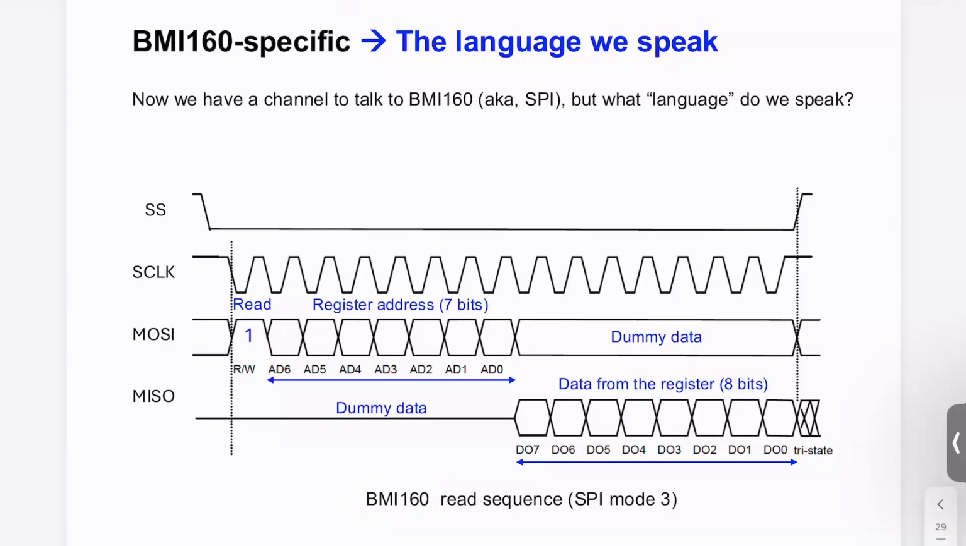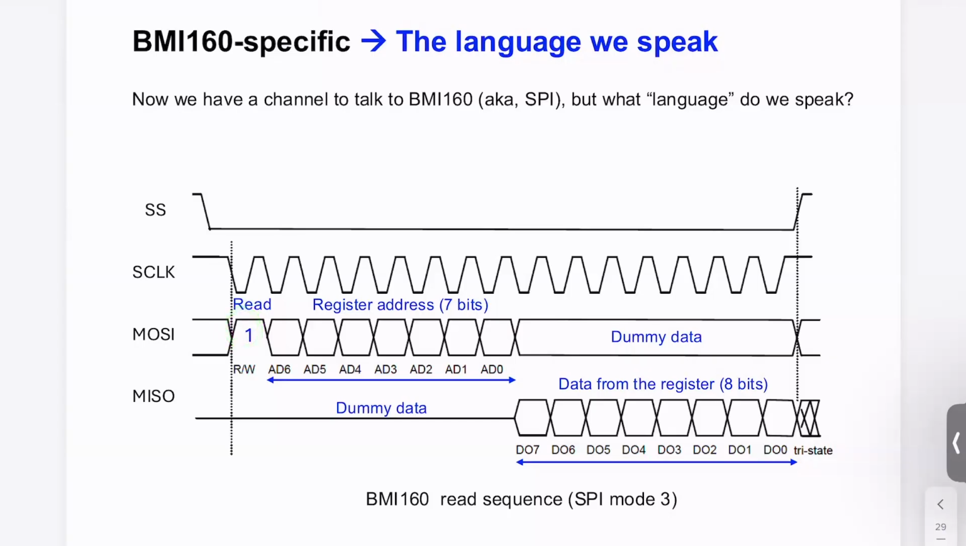So first, read. We want to read the BMI 160 accelerometer. Let's say we want to read a register in this sensor. How do we do it? We have this MOSI, which means data goes out from the master. The master has to first put a 1 on MOSI. That means I'm going to read. If you put a 0 here, that means you are going to write. So the transmission starts with a read or write bit. For read, it is 1.